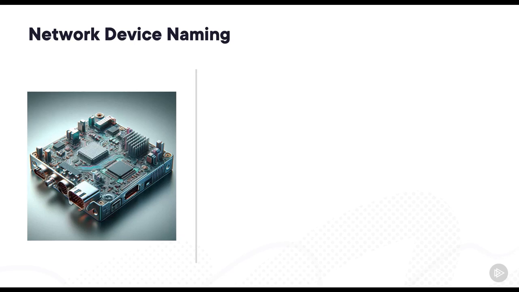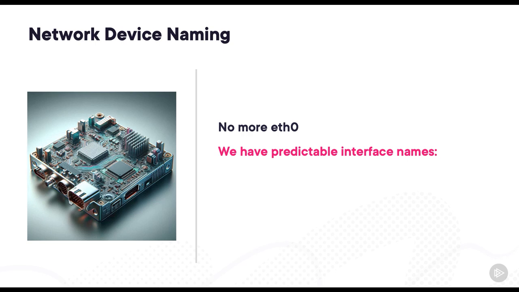Now, I am sure the next question is going to be, how come our device is called ENS33? And that's a really great question. We no longer have the traditional names such as ETH0 and ETH1. We now have something called predictable interface naming. ETH0 and ETH1 were never really that predictable. We didn't know how the hardware was going to be detected.